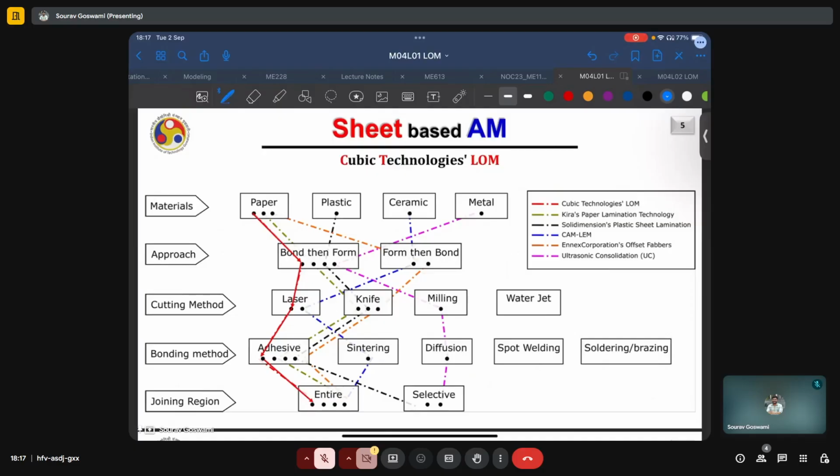The cutting method for cutting out these contours is by the use of a laser. The bonding method by which the new sheet of paper is joined to the pre-existing deposit is using some suitable adhesive, and the joining region will be the entirety of the rectangular region in the present layer.